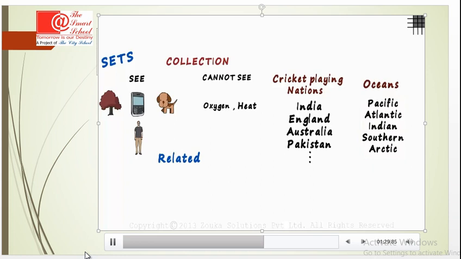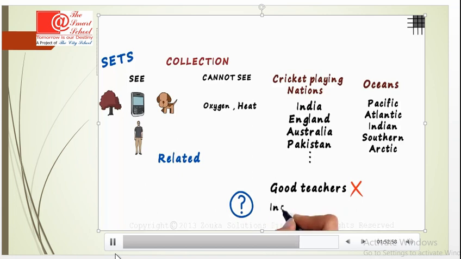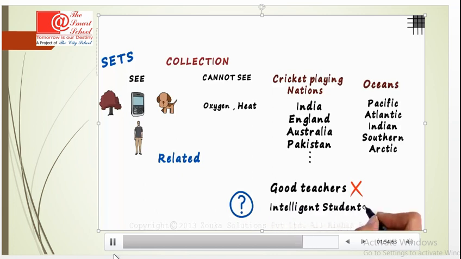Now here's an interesting question. Can we make a set of elements for all the questions you're asked? The answer is no, not necessarily. What if we were asked to make a list of the good teachers we know? We cannot make a set here because my idea of a good tutor may be completely different from yours. Similarly, we cannot make a list of intelligent students we know, as the word intelligent is not well defined.